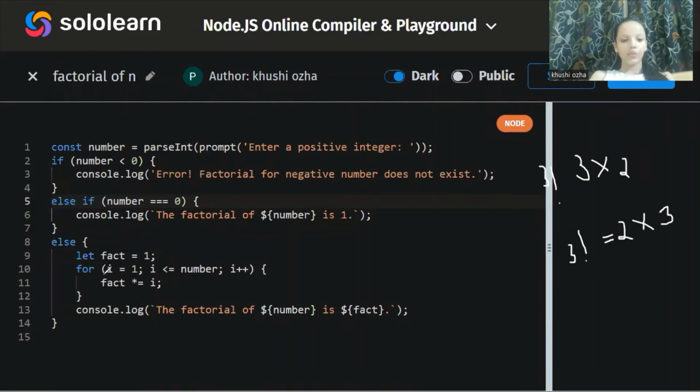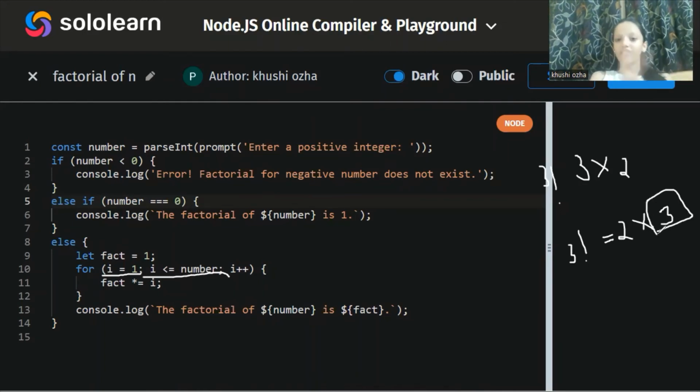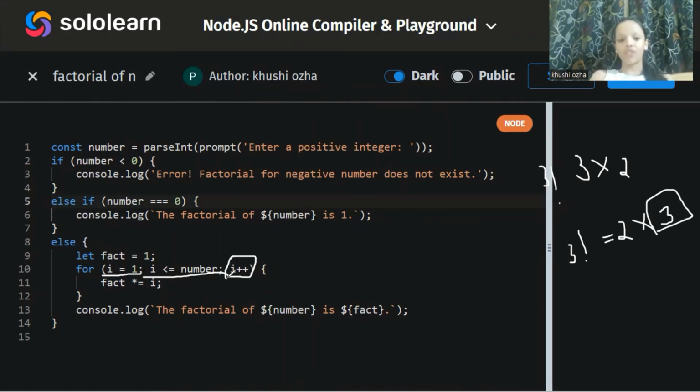And then i is equal to 1, because we start from 1, because as I've told you, the last integer must be 1. Then i is less than or equal to the number. The maximum here is 3. In 5, we have seen that the maximum was 5. And then it will keep on increasing the value of i by 1 after each iteration has been executed.